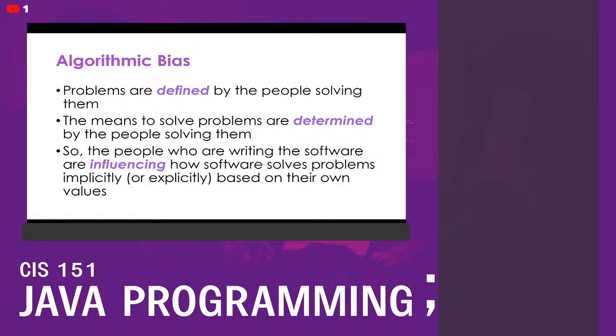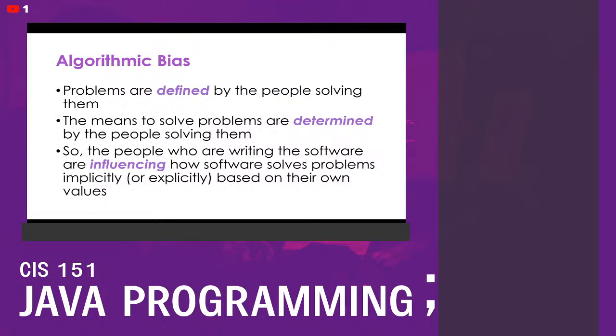Because the problems that we're solving are defined by the people that are solving them. So you and I, as the programmer, when we're understanding a problem, we're the ones that are defining that problem, and we're the ones that are stating what that problem is. So thereby, since we're defining that problem and we're writing the program, we're also writing the means by which we think we should solve that problem.